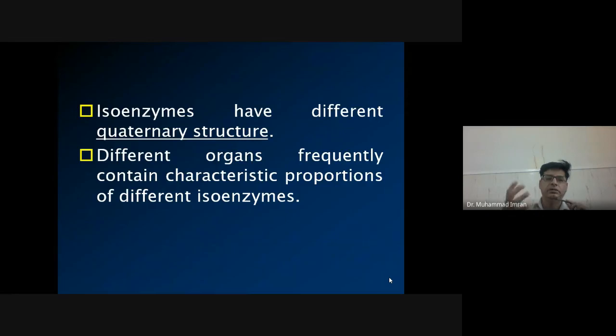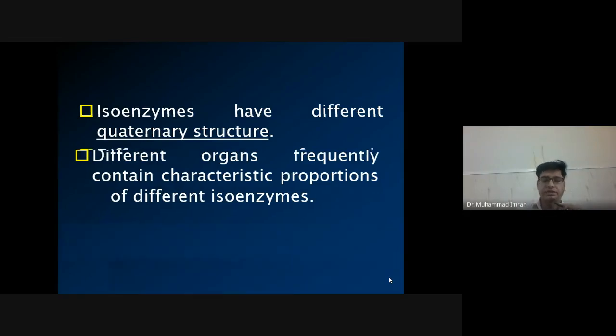Every isozyme has multiple subunits. So a multiple subunit protein is a quaternary structure containing protein. So all the isozymes contain multiple subunits because they perform the same function, but they differ from each other by their physical properties and genetically determined amino acid sequence.